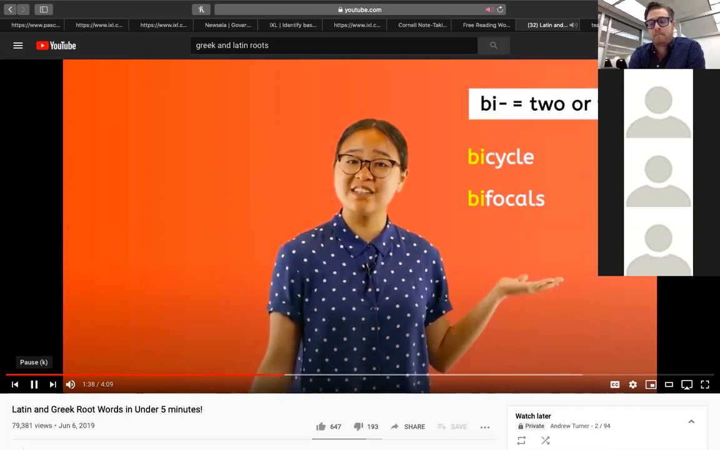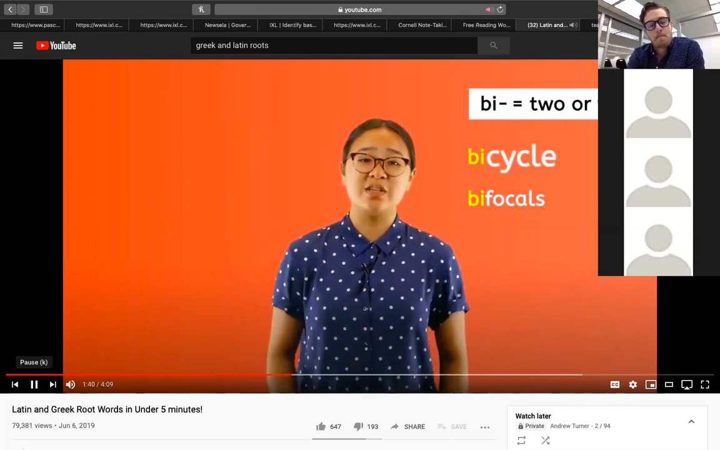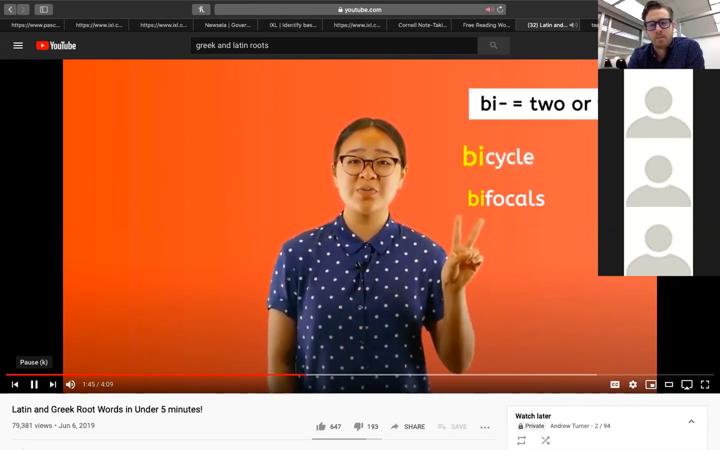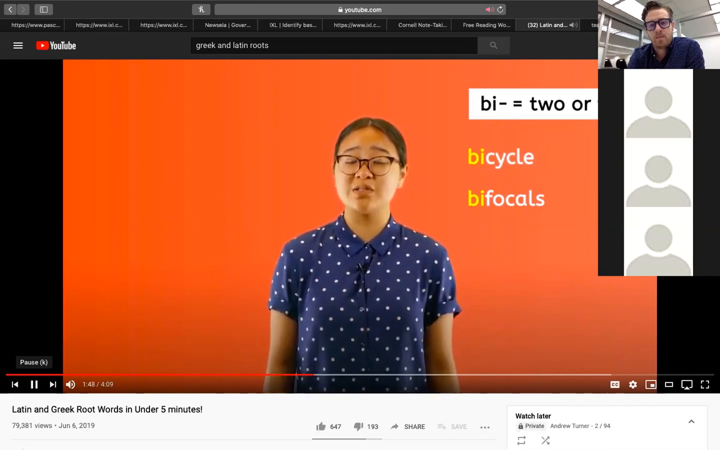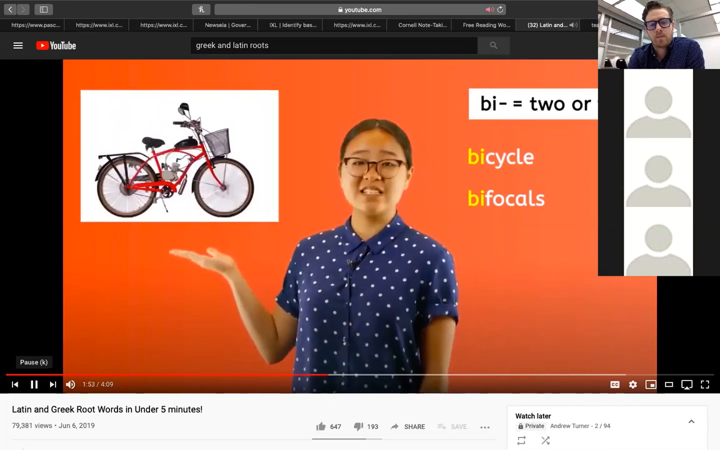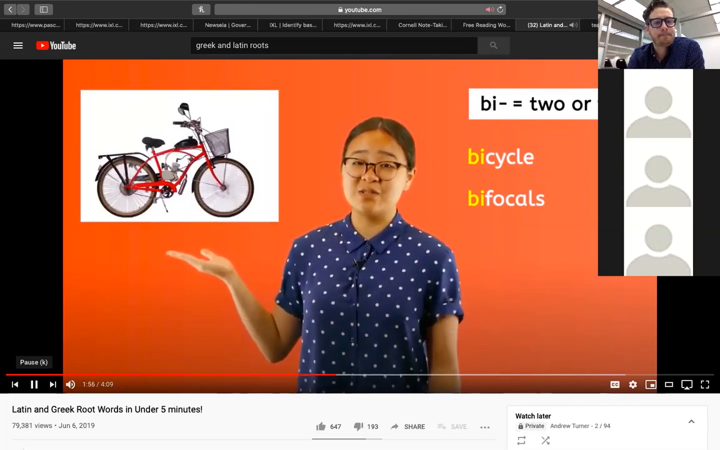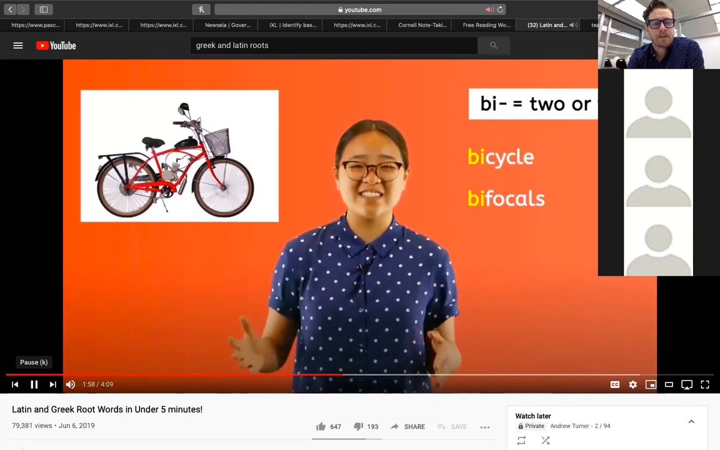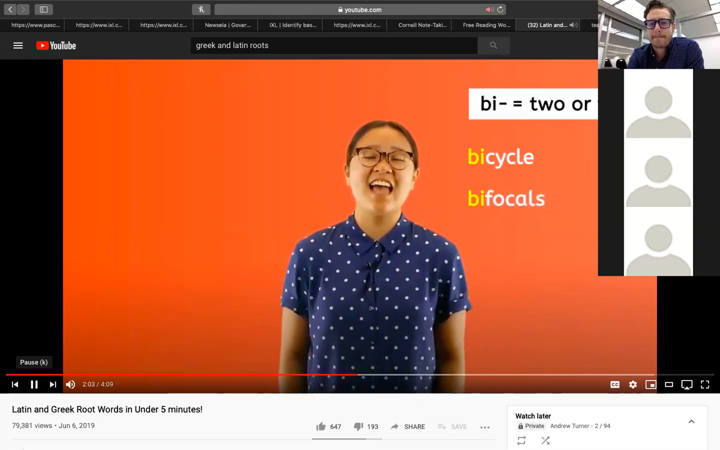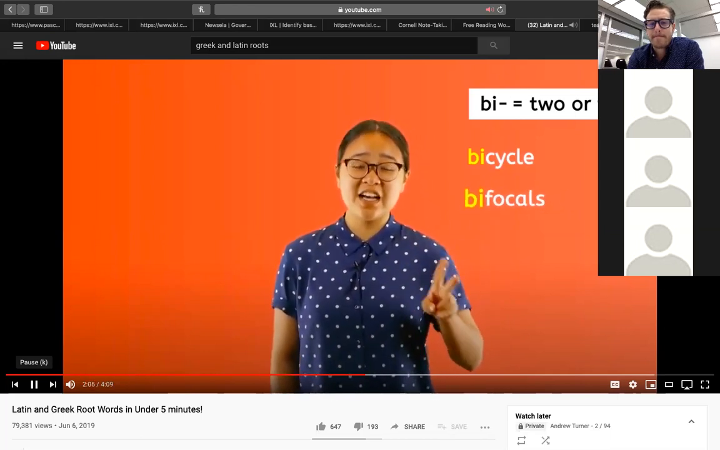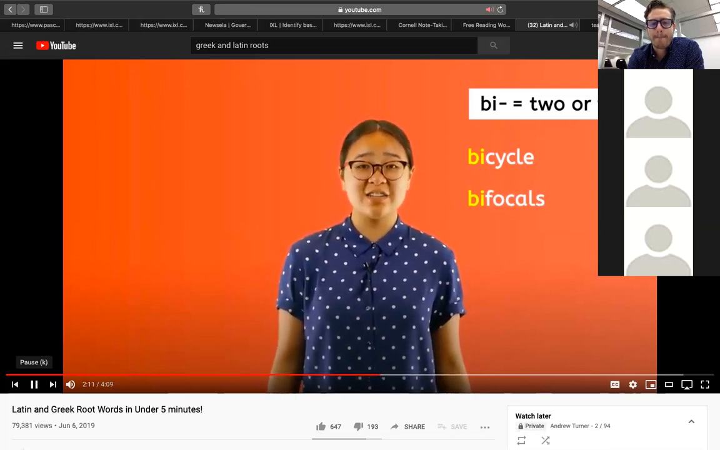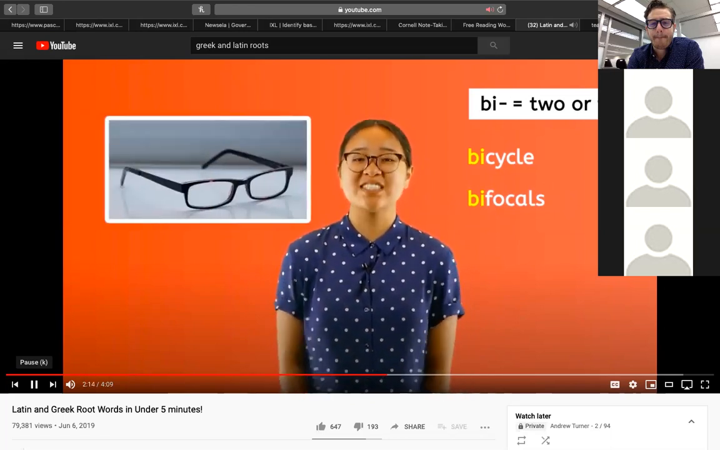Figure out their meaning. Since cycle means to pedal in a circular motion, and bi means two, this word means two pedals in circular motions. We know it as this object, with two pedals and also two wheels, called a bicycle. Since focal has to do with focusing the eyes, and bi means two, this word means two lenses used to focus with the eyes, or bifocals.